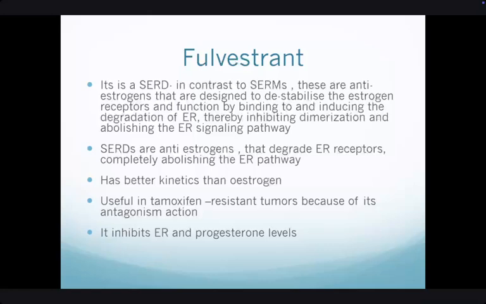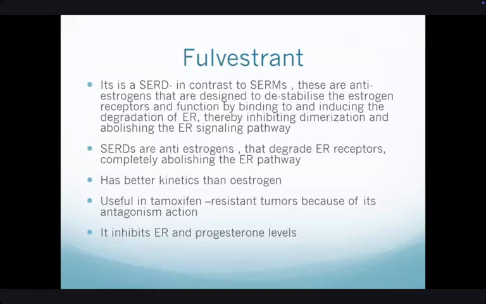The SERDs are anti-estrogens. Like I said, they degrade estrogen receptors. They have better kinetics than tamoxifen. They are useful in tamoxifen-resistant tumors. That's why we have to include them, because of their antagonistic action. It inhibits the ER and the progesterone levels.